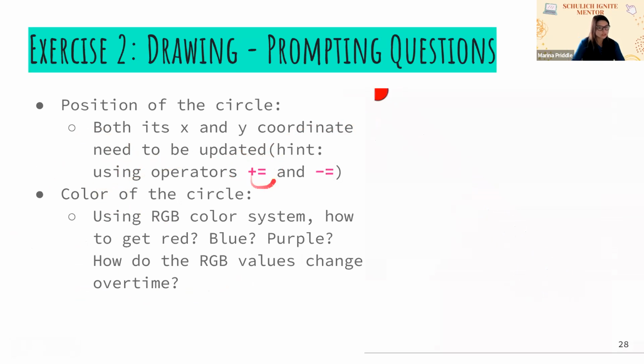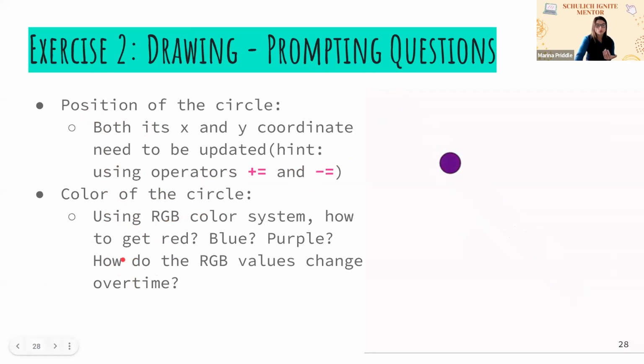You can use these operators to shrink your code. This is equivalent to your variable equals your variable plus whatever value you want to add. The same thing applies to subtraction. It's similar to what we did in exercise 1, when we had to change our x and y variables. First you change the position of your circle, and the next thing you will be changing is the color of the circle. You can use the RGB color system to see how you can get red, blue, or purple.